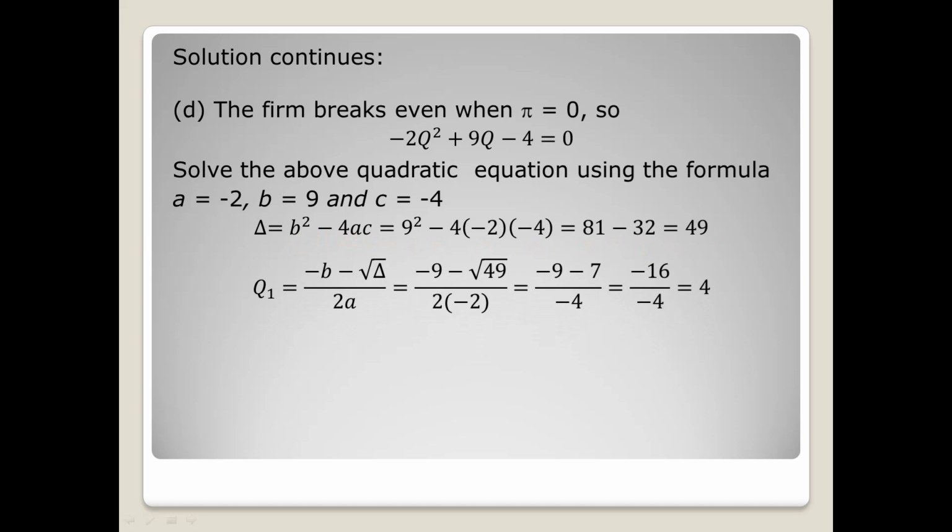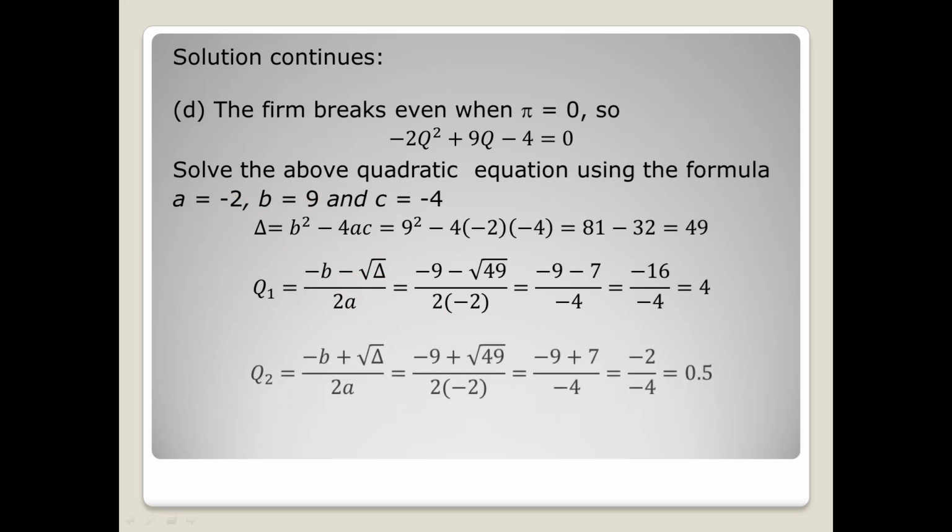Remember, in the previous section, we used to say x1 and x2 because the symbol used there for the variable is x. Now the variable used is q, so instead of x, we will be using q. So here q1 is defined as minus b minus the square root of delta, divided by 2a. If we substitute b by 9, delta by 49, and a by minus 2 and do our calculation, we will get q1 equals 4.